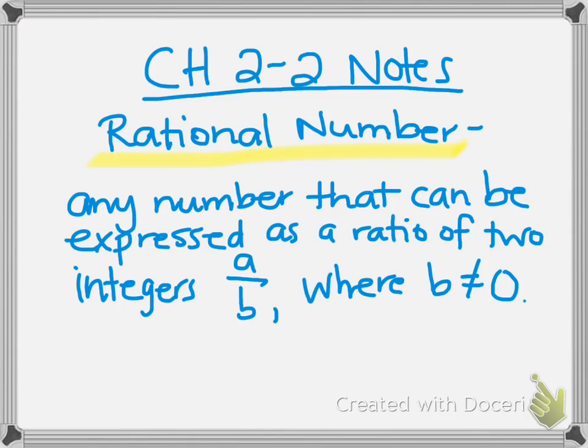Chapter 2-2 notes. We're talking about rational numbers, and a rational number is a number that can be expressed as a ratio of two integers, a over b, where b cannot equal 0. So basically, a number that can be made into a fraction, because that's what a ratio is, a fraction, where the denominator is not equal to 0.